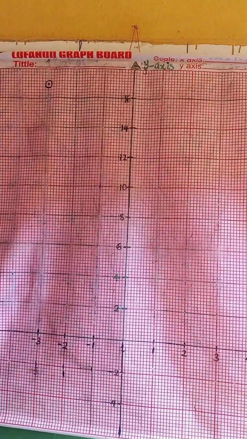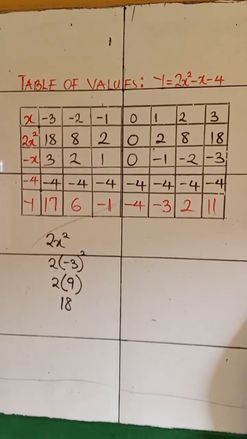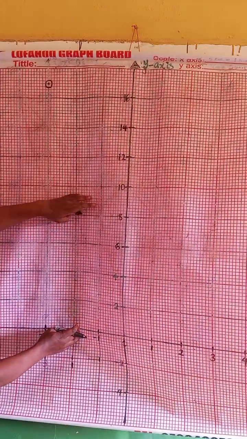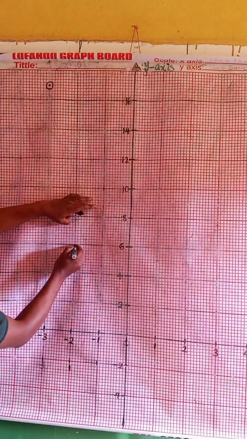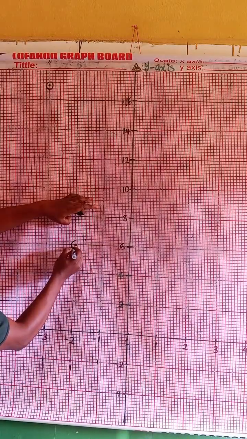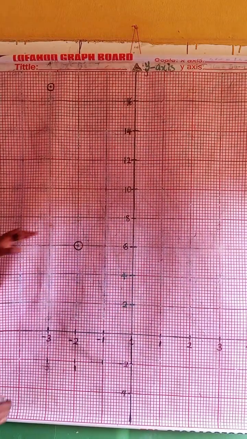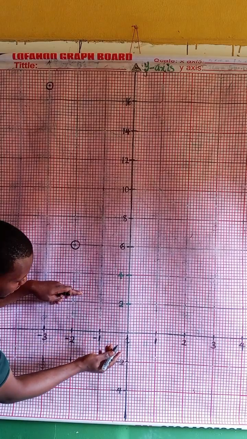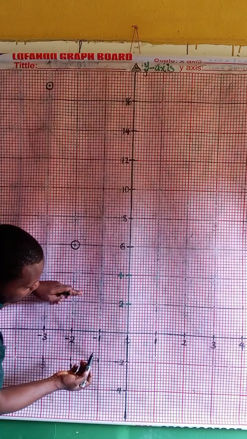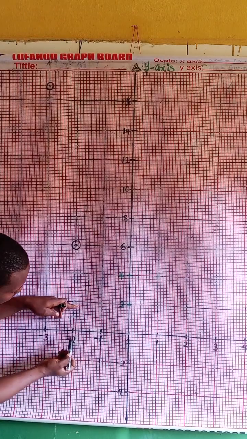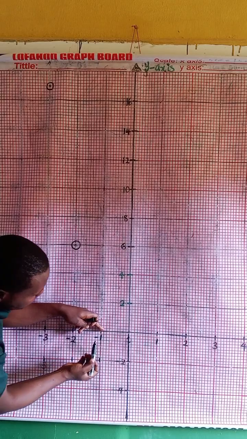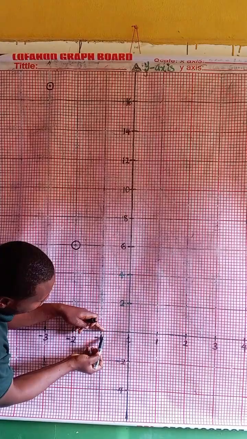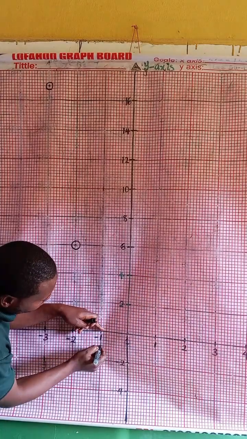Now, the next value says when x is -2, y is 6. So you plot. Now, when x is -1, y is -1. So -1 is just to count. This is x at -1, then y at -1. Just count 5 lines downward: 1, 2, 3, 4, 5. So you have a point here.